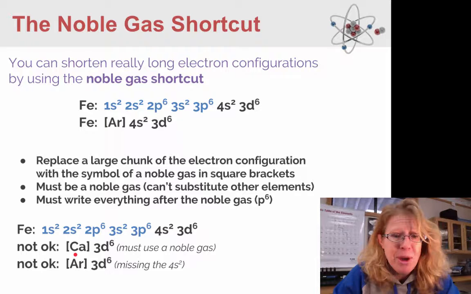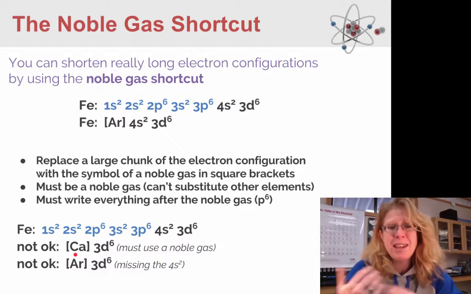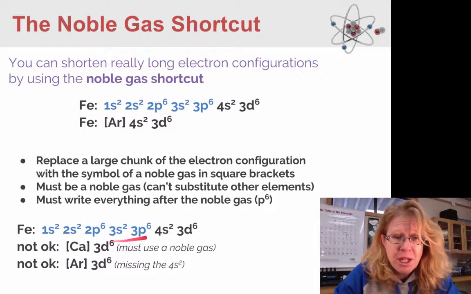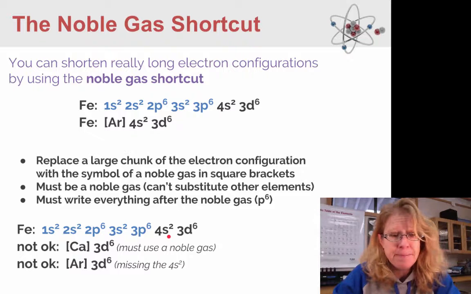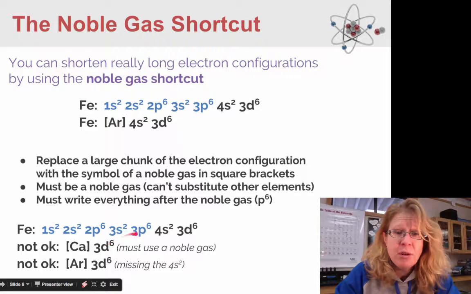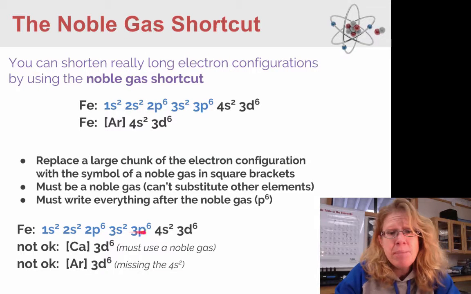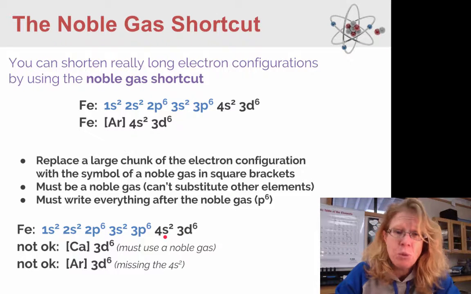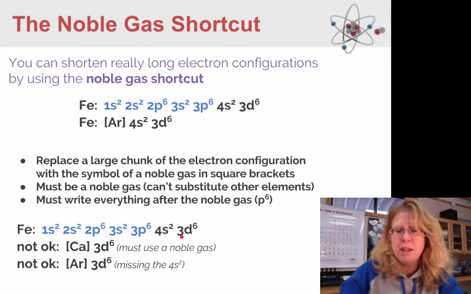It's nice and short, that'd be great, but this person here used calcium and 3d6. Now calcium is indeed this particular electron configuration through the 4s2, but you're not allowed to do that because calcium is not a noble gas. The one on the bottom here is right in the sense that it's using argon, so it replaced the correct thing there, but it missed something. You have to include everything that comes after that p6, so it has to have the 4s2 in there as well as the 3d6, not just the last thing. It has to include everything other than the argon.